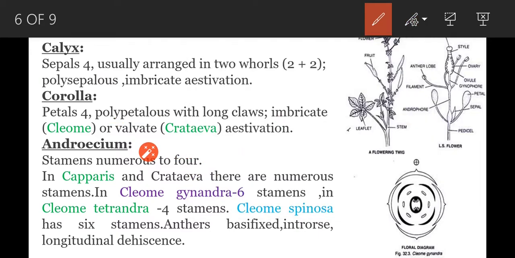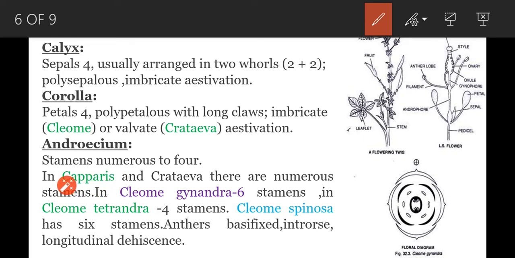Coming to androecium. Androecium is the third whorl of flower. Stamens are generally numerous to 4. Number of stamens varies in this family from species to species. In one species, numerous stamens are present. In another species, 6 stamens are present. In another species, 4 stamens are present.